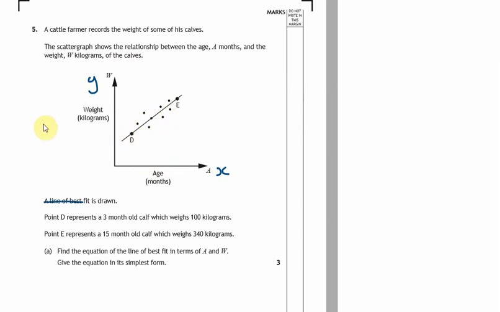And there's 2 points. Point D is a 3-month-old calf at 100 kilos. Point D is 3, 100. So basically, that's your 2 points. It's putting it into context. That is what that's effectively saying. It's giving you a coordinate. And then point E is 15, 340.